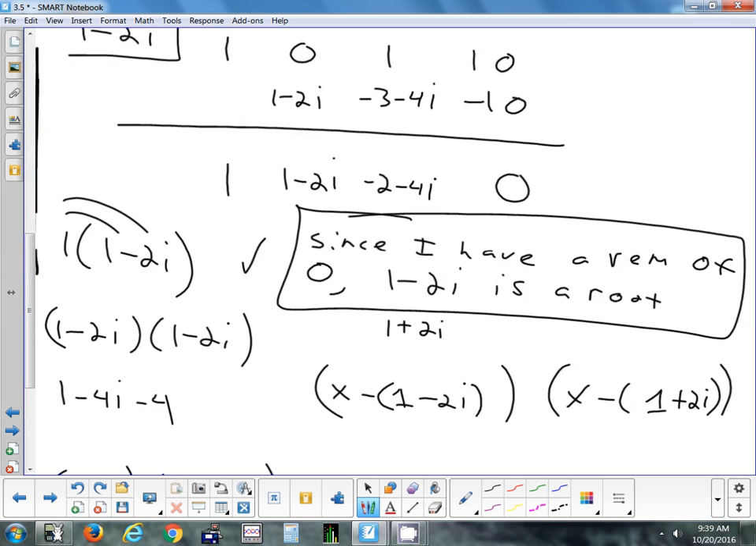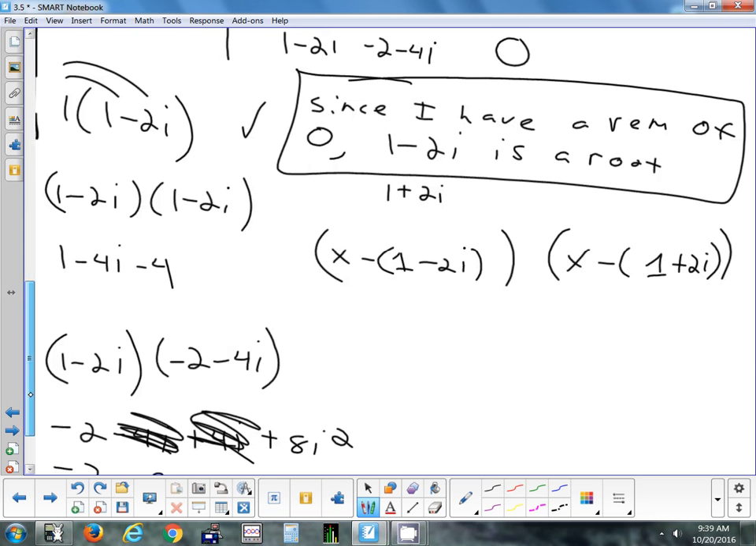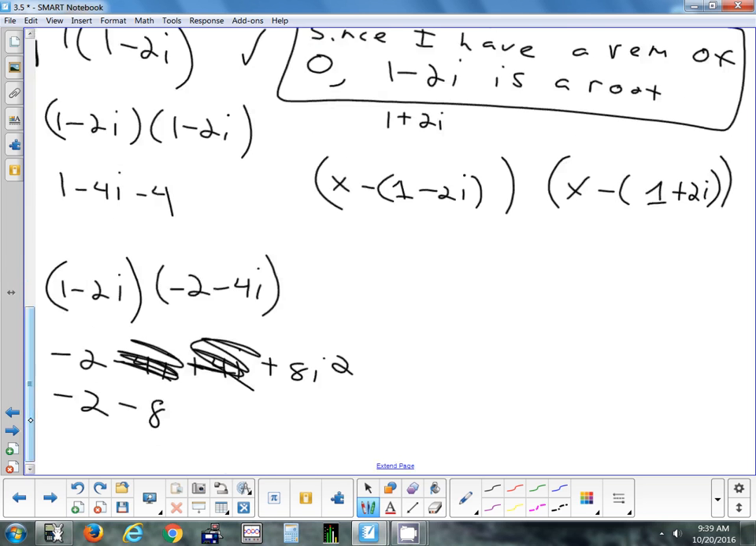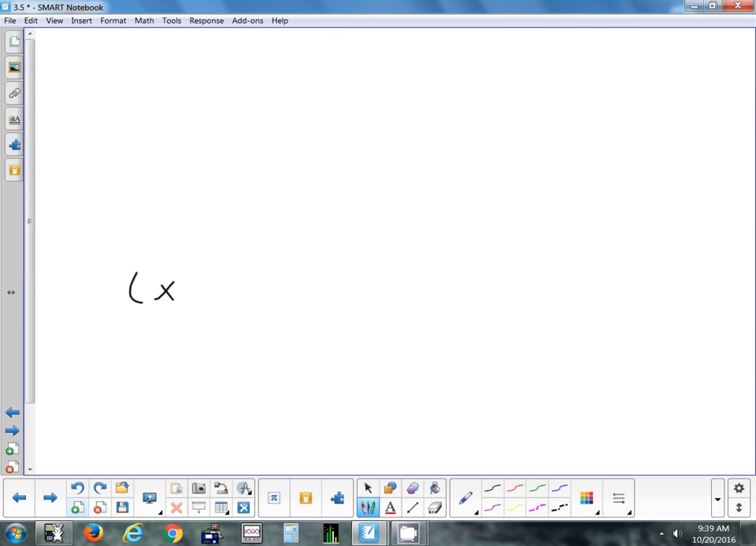With the two factors, are they factors by themselves, or do you have to multiply them, like FOIL them? Well, it's kind of like saying, if 3 is a root, x minus 3 is a factor, and if 2 is a root, x minus 2 is a factor. Do you have to FOIL that out to write the answer?